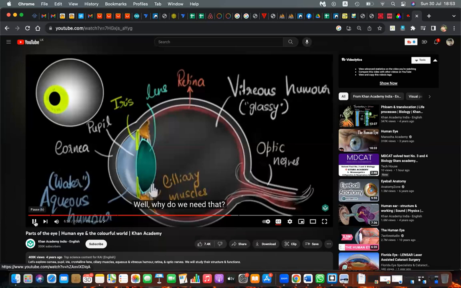Why do we need that? Well, we need that to change the power of our eyes depending upon how far the objects are that we are looking at.